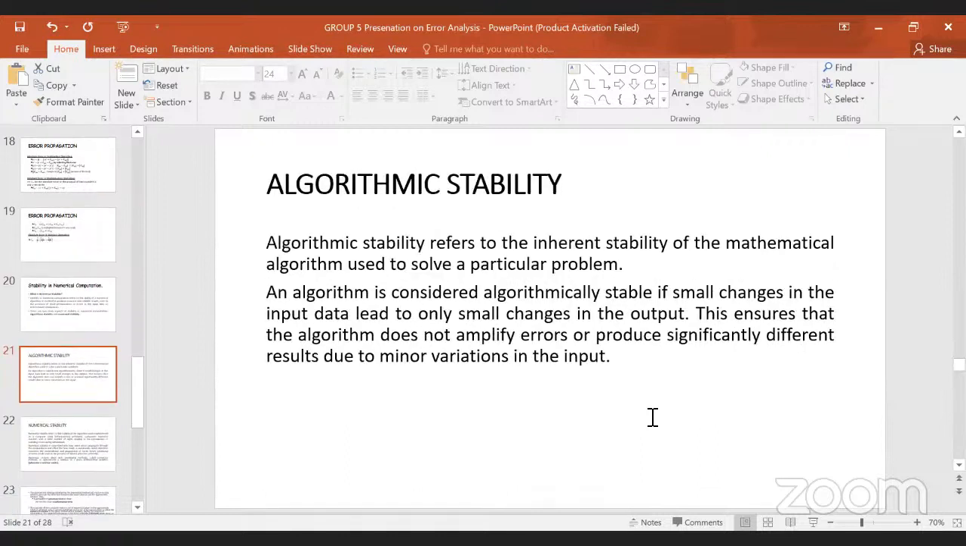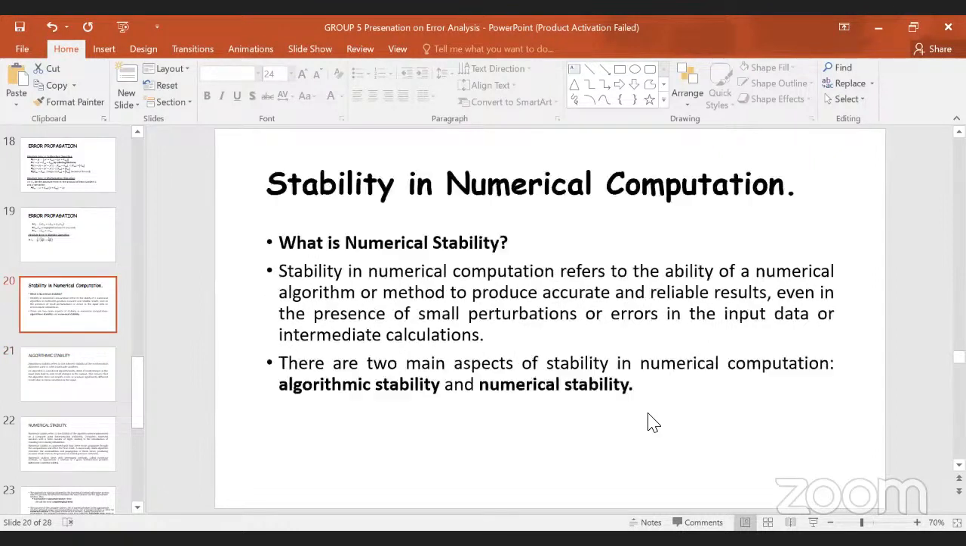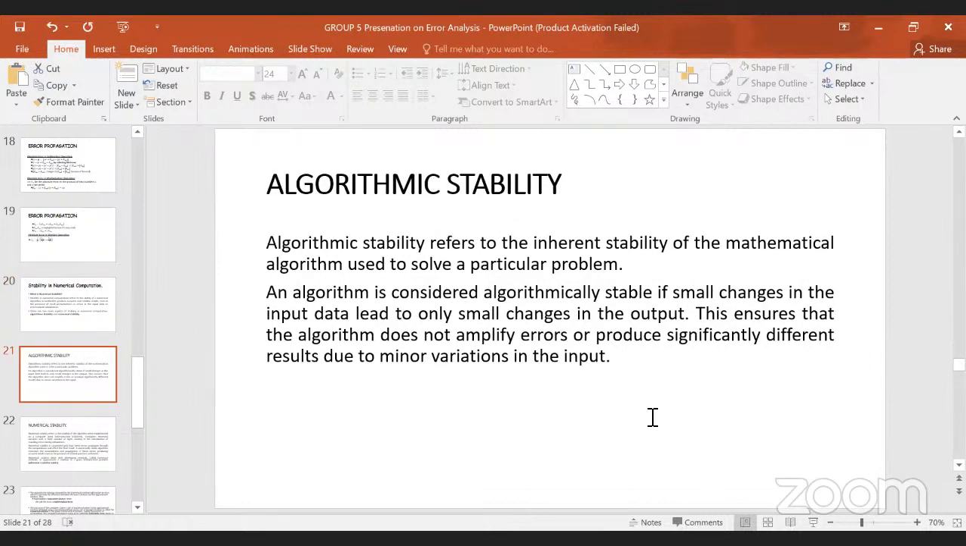So the algorithmic stability refers to the inherent stability of the, sorry, just a minute. Now, I think the essence of going through this kind of class or course is for you to understand that some of the things you'll be coming across as you journey through the field of computer science are these little bits of things, and they will become very pronounced in research, right?